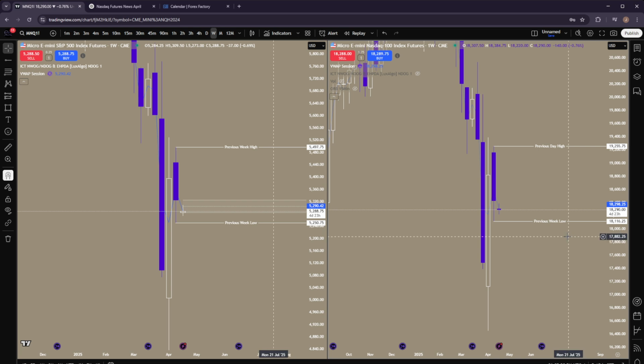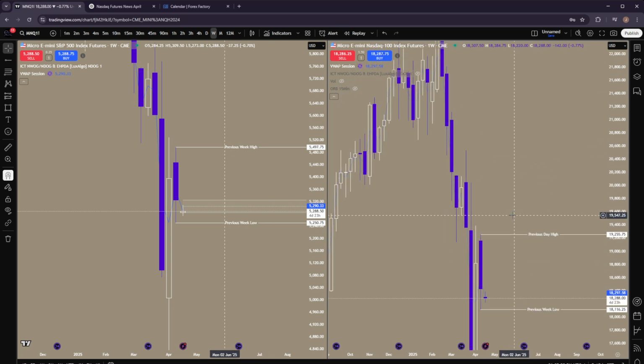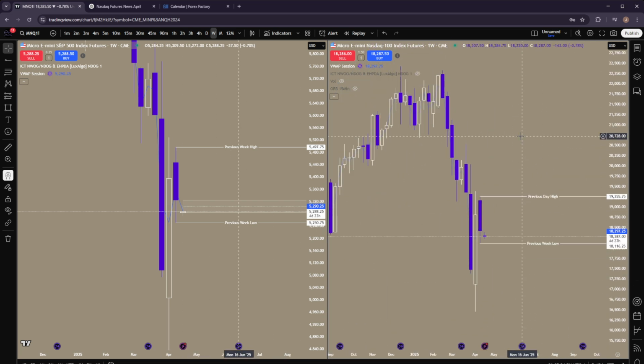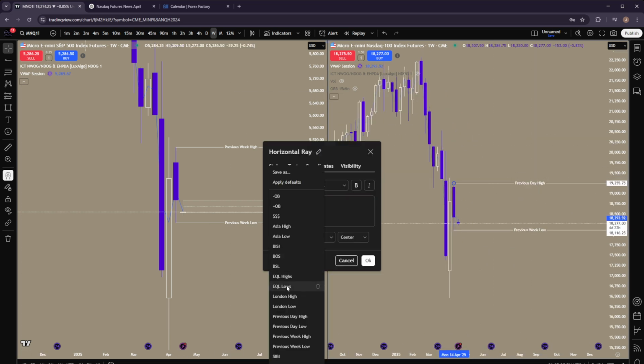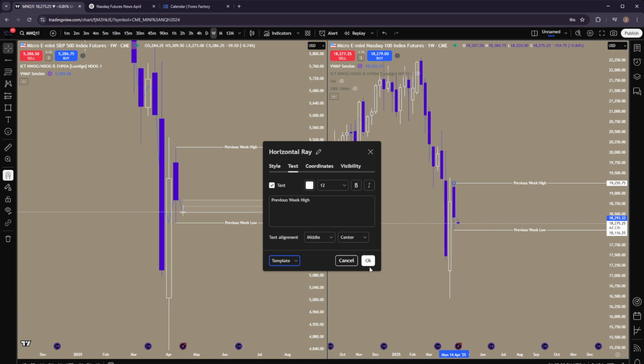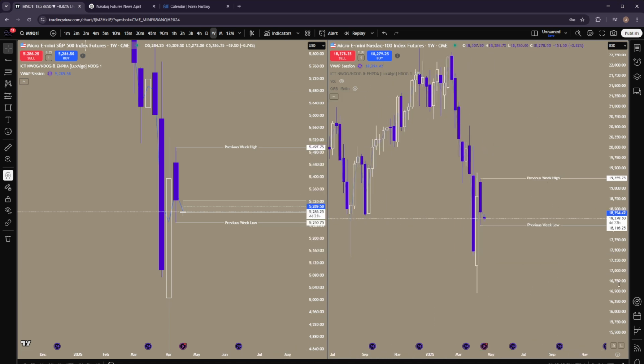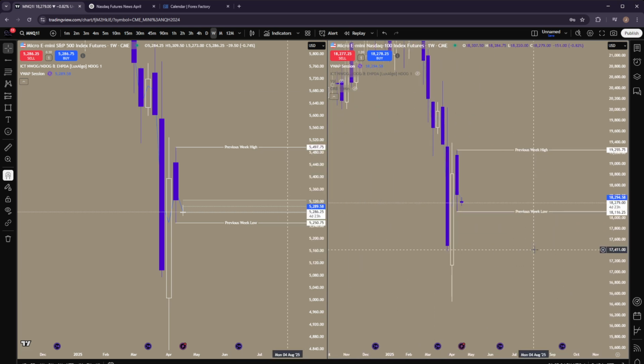And then we want to come to the conclusion of where we think price is going to go. Do we think we're going to take out previous day high? Do we think we're going to take out previous week high? Do we think we're going to take out previous week low? Well, my assumption going into this week would be previous week low, right?